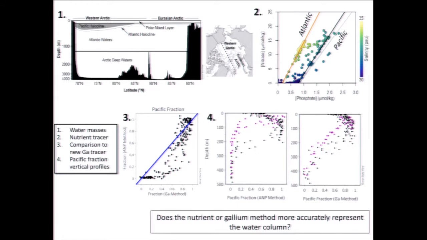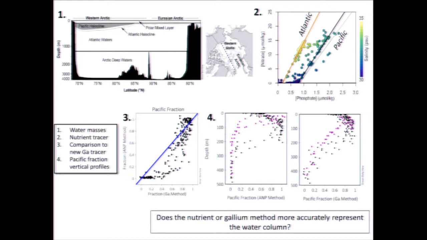It's inherently semi-conservative, so ideally we would be using conservative tracers to do this. So what I've done is apply gallium, which we expect to be more conservative, and tried to see what that distribution looks like. So if you look at panel 3 now, what we've determined from that is that the gallium method overpredicts the amount of Pacific water relative to this historic nutrient method that we've been using. So the blue line in panel 3 is the 1-to-1 relationship. So there is a big difference between these two methods. The next question we have is where is this difference occurring in the water column and possibly why? So panel 4 looks at where in the water column we see these differences.